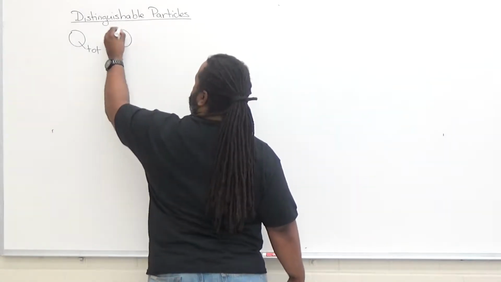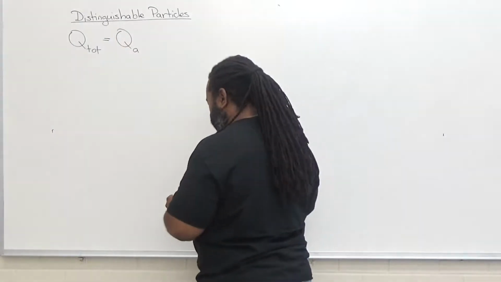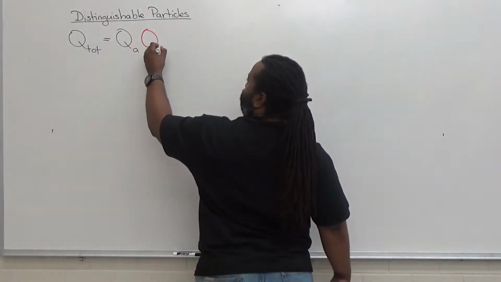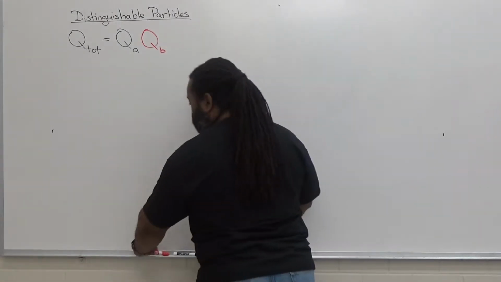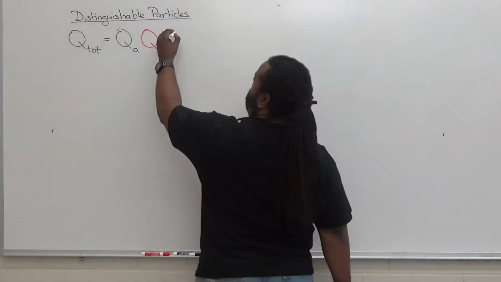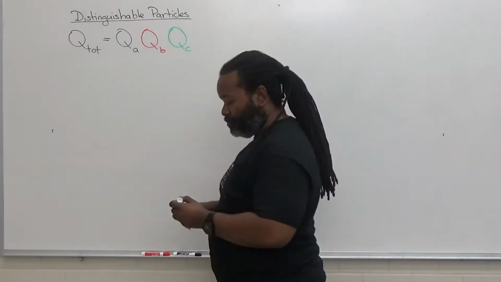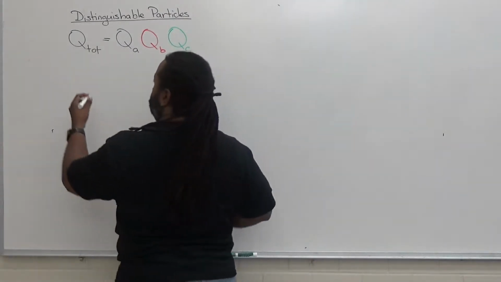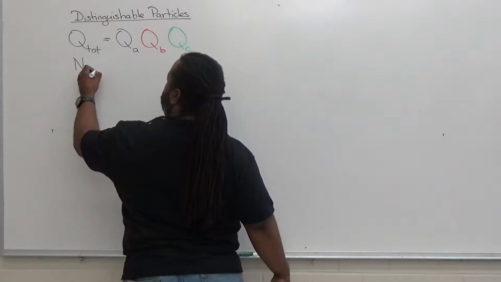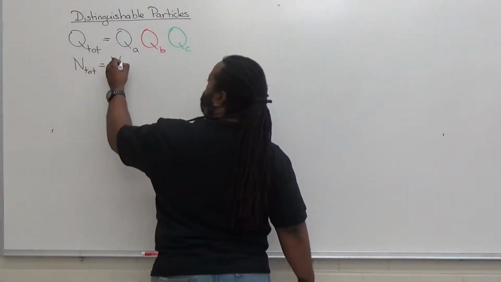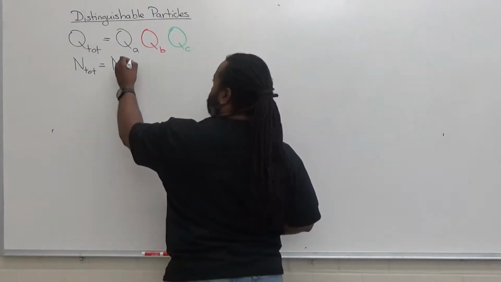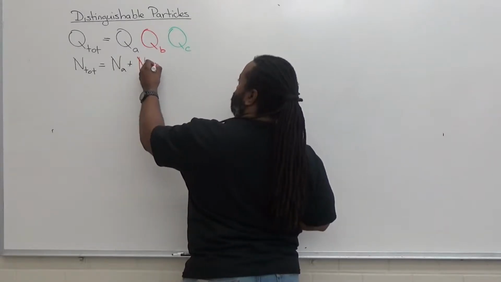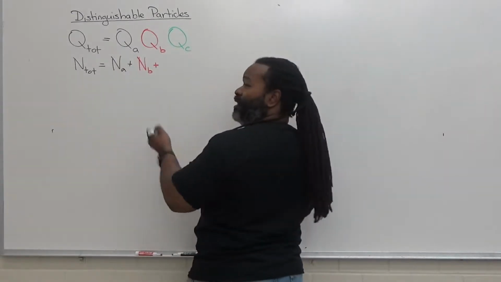So we're going to need a full partition function for type A. We're going to need a full partition function for type B. And we're going to need a full partition function for particles of type C. Now, there are a couple things to think about here. The total number of particles in your system are going to be distributed between type A, type B, and type C.